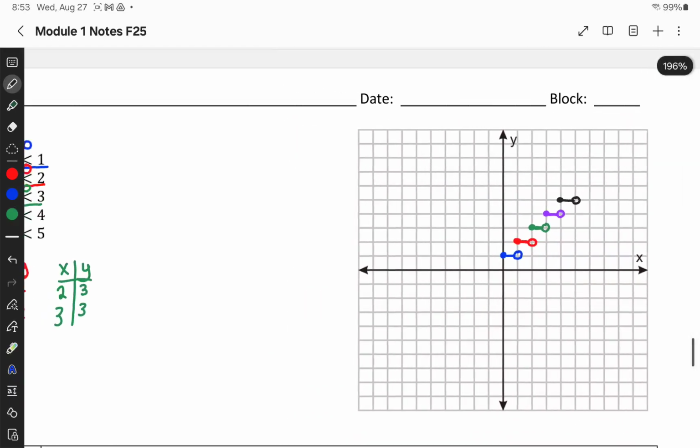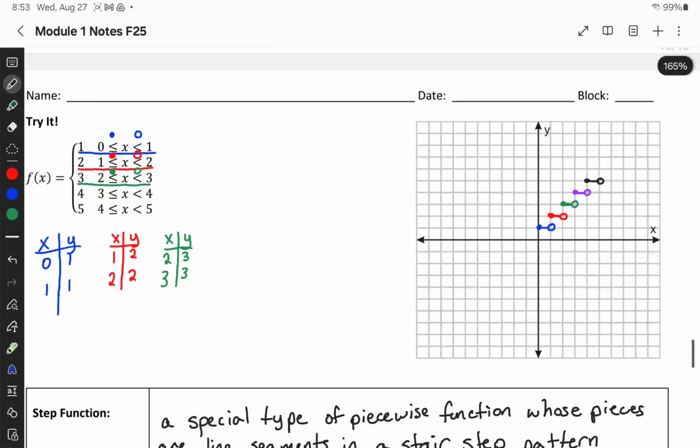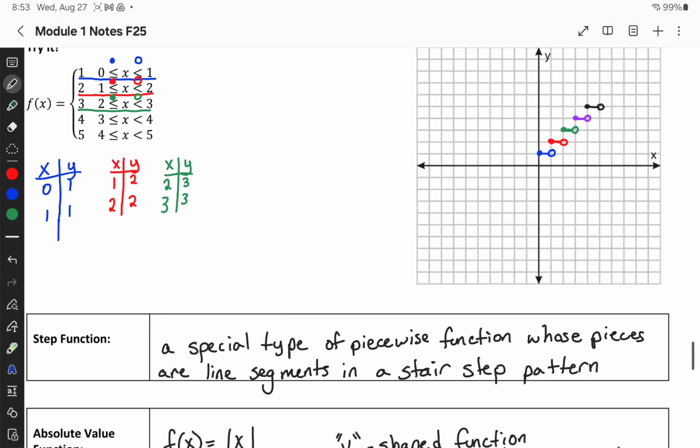In fact, this is a special type of function in and of itself. So not only is it a piecewise function, it's also what we call a step function. So a step function is a special type of piecewise function whose pieces are line segments in a stair-step pattern.